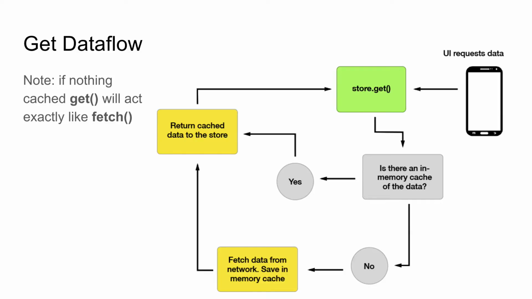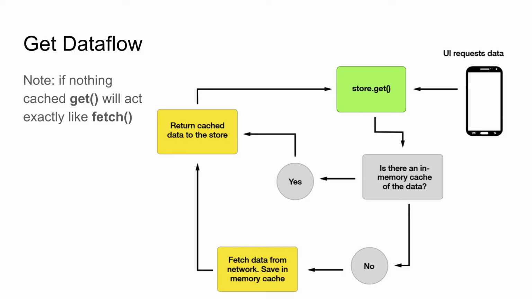Now, the other flow that I didn't go through here is, if there isn't anything cached in memory, get will work exactly the same way that fetch did. So if you just want data and don't really care if it's old or not, you can call get rather than fetch. Why would you ever use fetch?